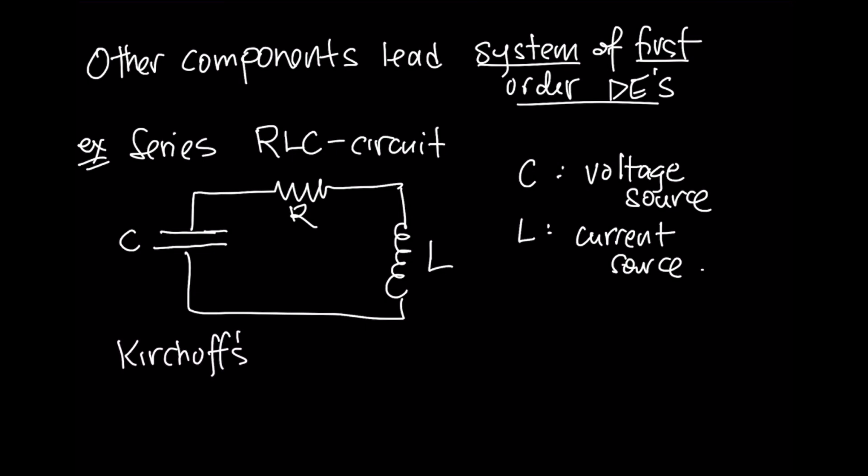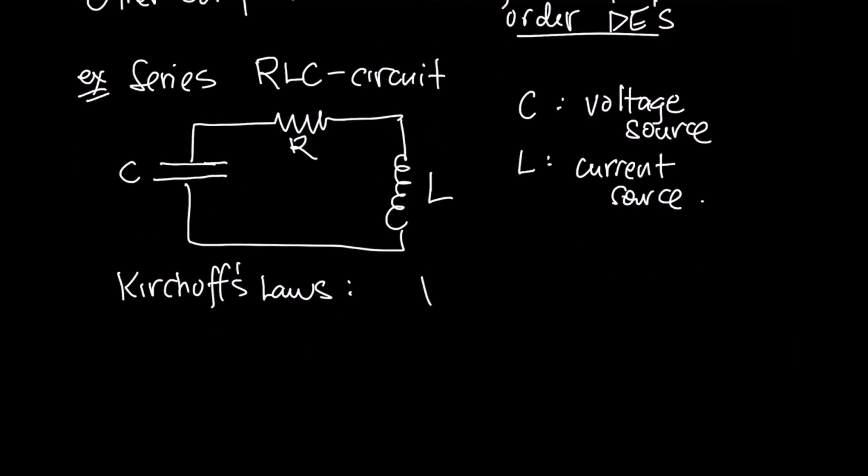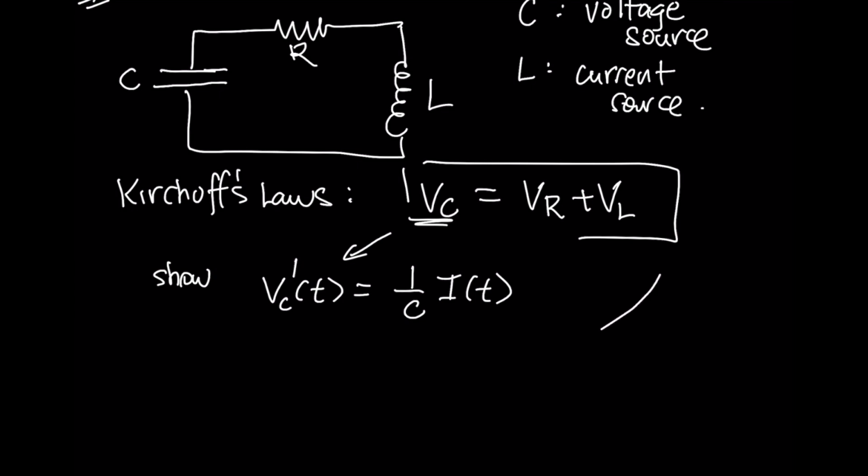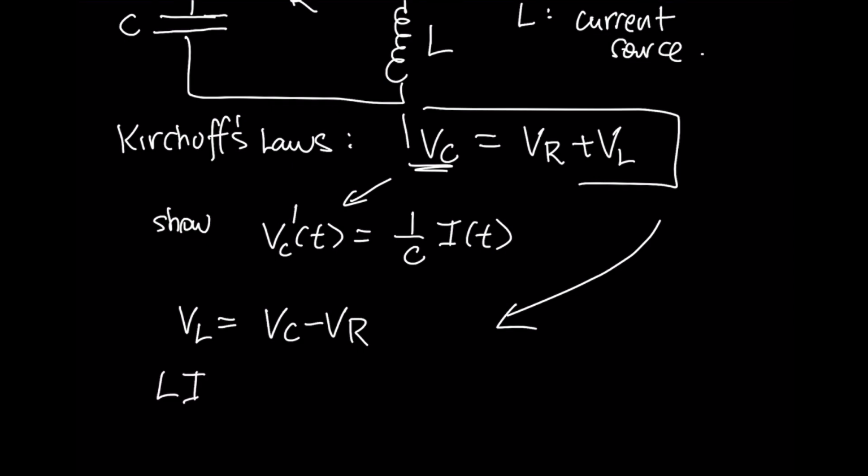The voltage source here is the capacitor. You can show, and you will learn this in courses on electronics, the rate of change of the voltage across the capacitor is proportional to 1 over a constant called the capacitance times the current that flows through. From this equation right here, VL is simply VC minus VR, or L times I prime of t is V of t, we're going to call this V of t, minus Ri.